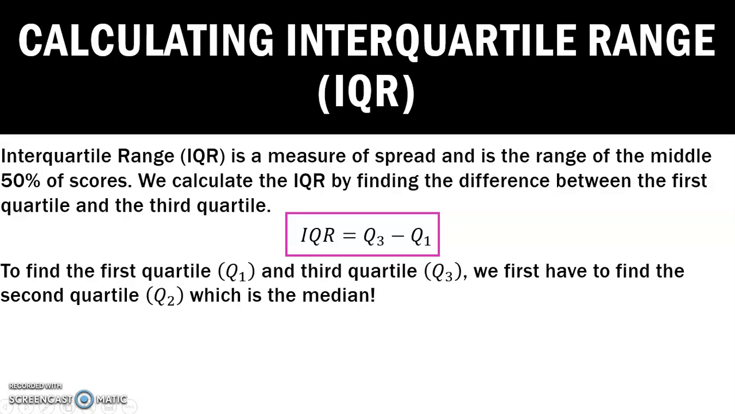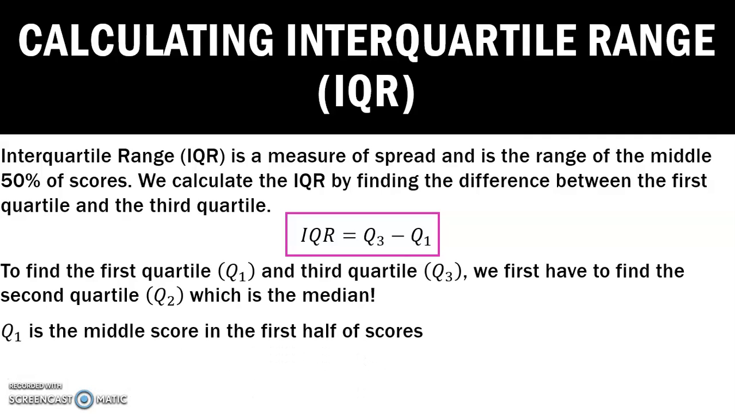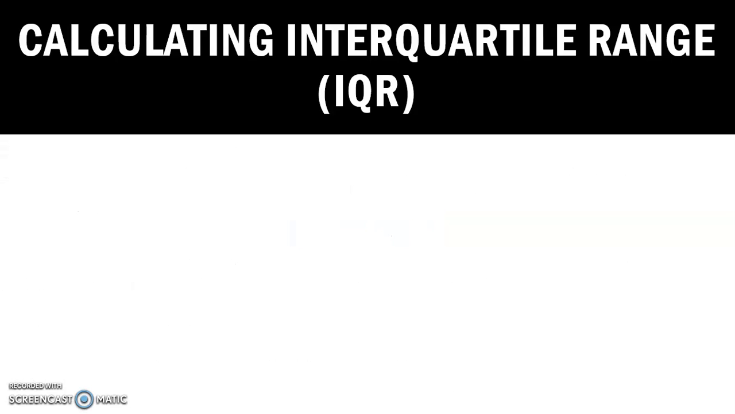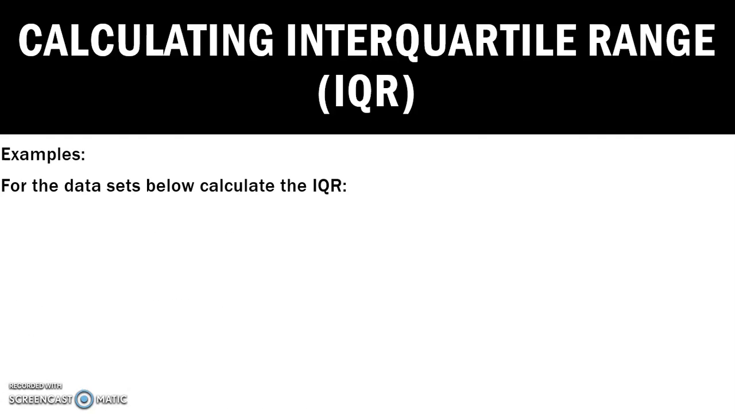To find the first quartile Q1 and the third quartile Q3, we first have to find the second quartile, which is the median. Q1 is then the middle score in the first half of scores, and Q3 is the middle score in the second half of scores. Let's have a look at some examples. For the data sets below, we're going to calculate the interquartile range.